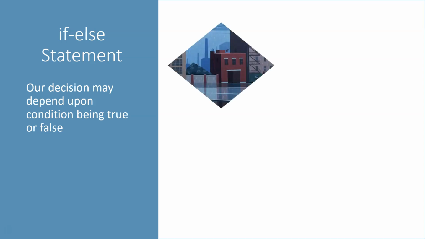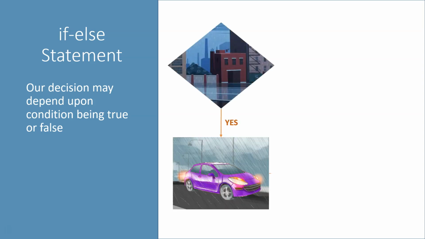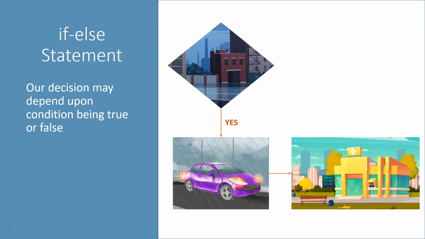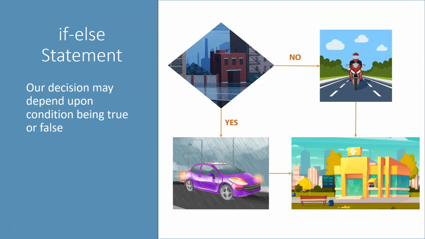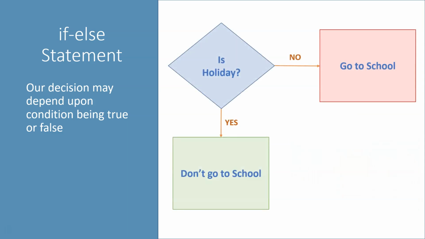Many times, we want to do one set of things if some condition is true and a different set of things if that condition is false. Building on our previous example, if it is raining, I will go to my office by car. Otherwise, I will go by bike. If it is a holiday, you will not go to school. Otherwise, you will go to school. If statement provides an optional else clause to do such decision making in our programs.